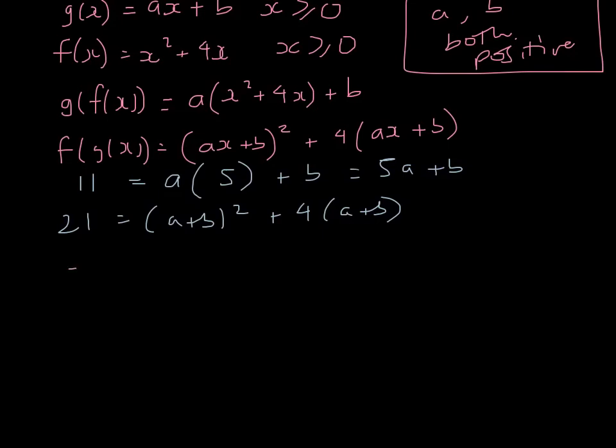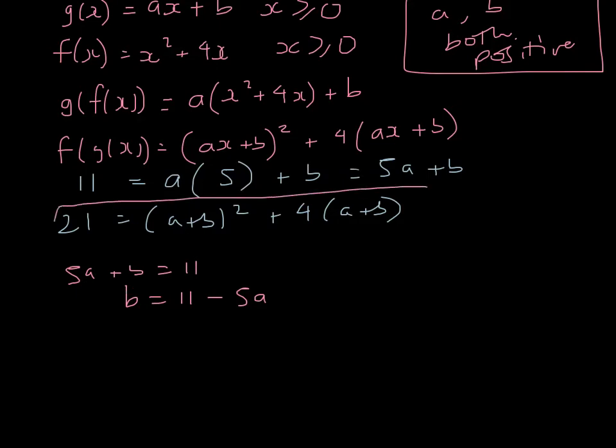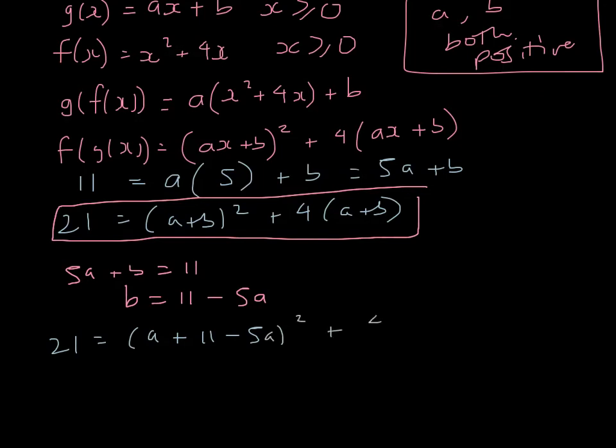If I take this equation here, 5a plus b equals 11, I could rewrite that as b equals 11 minus 5a. And then whenever I see a b in this equation, I could replace it with 11 minus 5a. So why don't we try that? So 21 equals (a plus 11 minus 5a) all squared, plus 4 times (a plus 11 minus 5a). So all I've done is replace the b's with 11 minus 5a for both of those.